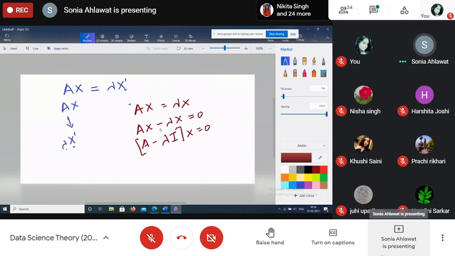क्लियर हुआ क्लास? Yes, ma'am. ठीक है, क्योंकि सी जस्ट अंडरस्टैंड, आइगन वैल्यू का मतलब क्या हुआ, आई हैव अ वैल्यू ऑफ लैम्डा एज 0 1 2 3 4 5.